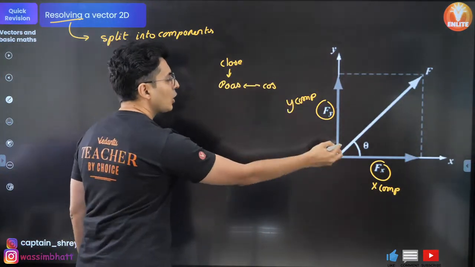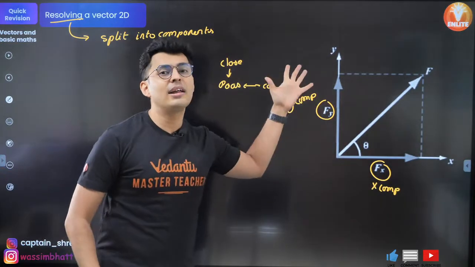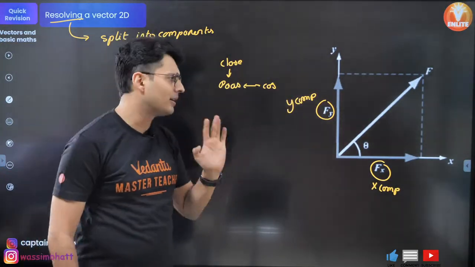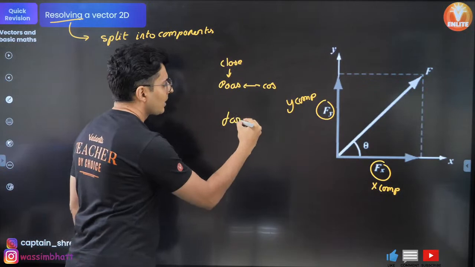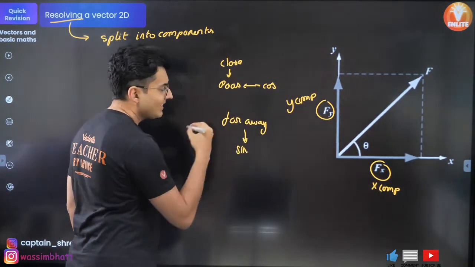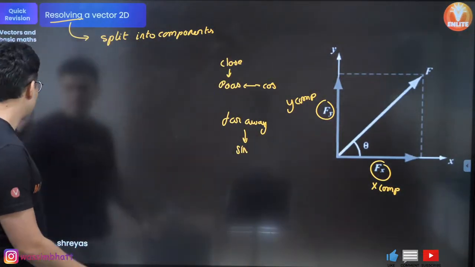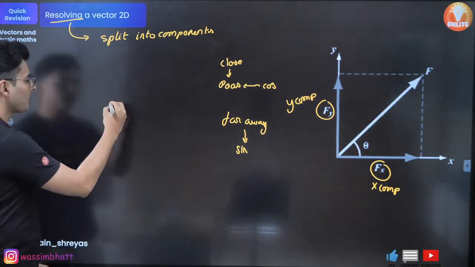And that's why the closer component is the cos component. Far, you are going very far, you are committing a sin. So when you go far away, you commit a sin, or basically the sine component. So it's far away, so that's sine. I'll give you one more example so that you will never forget, guys. Come on, let's do this.